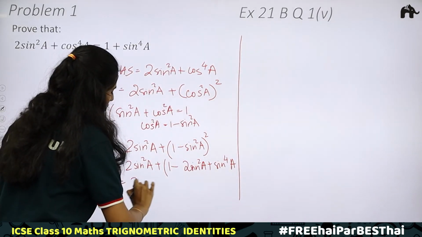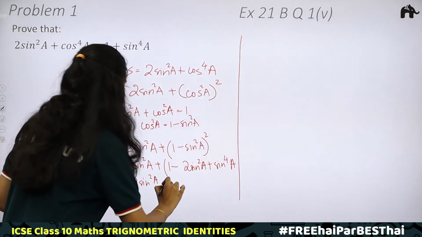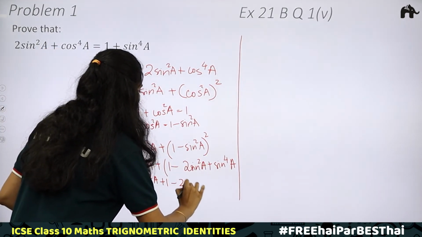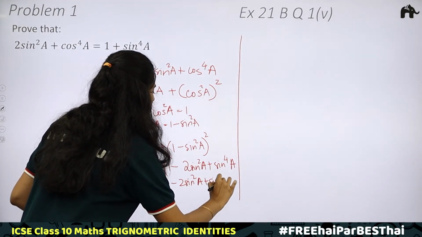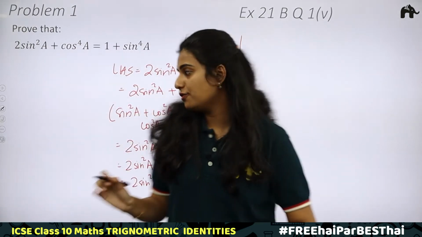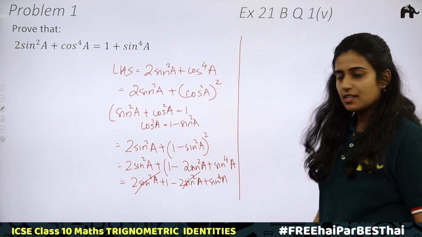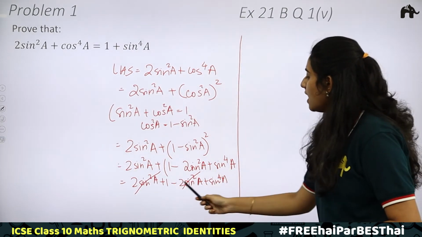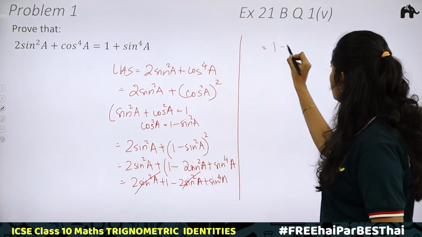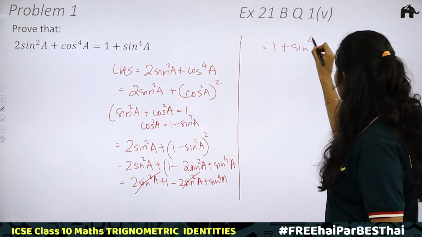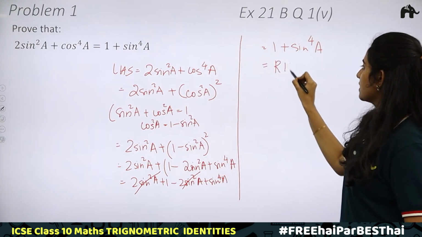So that is 2 sin square A. Removing the brackets, we get plus 1 minus 2 sin square A plus sin raised to 4A. Now from this, 2 sin square A minus 2 sin square A can be cancelled. We have 2 sin square A and minus 2 sin square A. What is remaining then? We have 1 plus sin raised to 4A. Okay. This is the RHS.